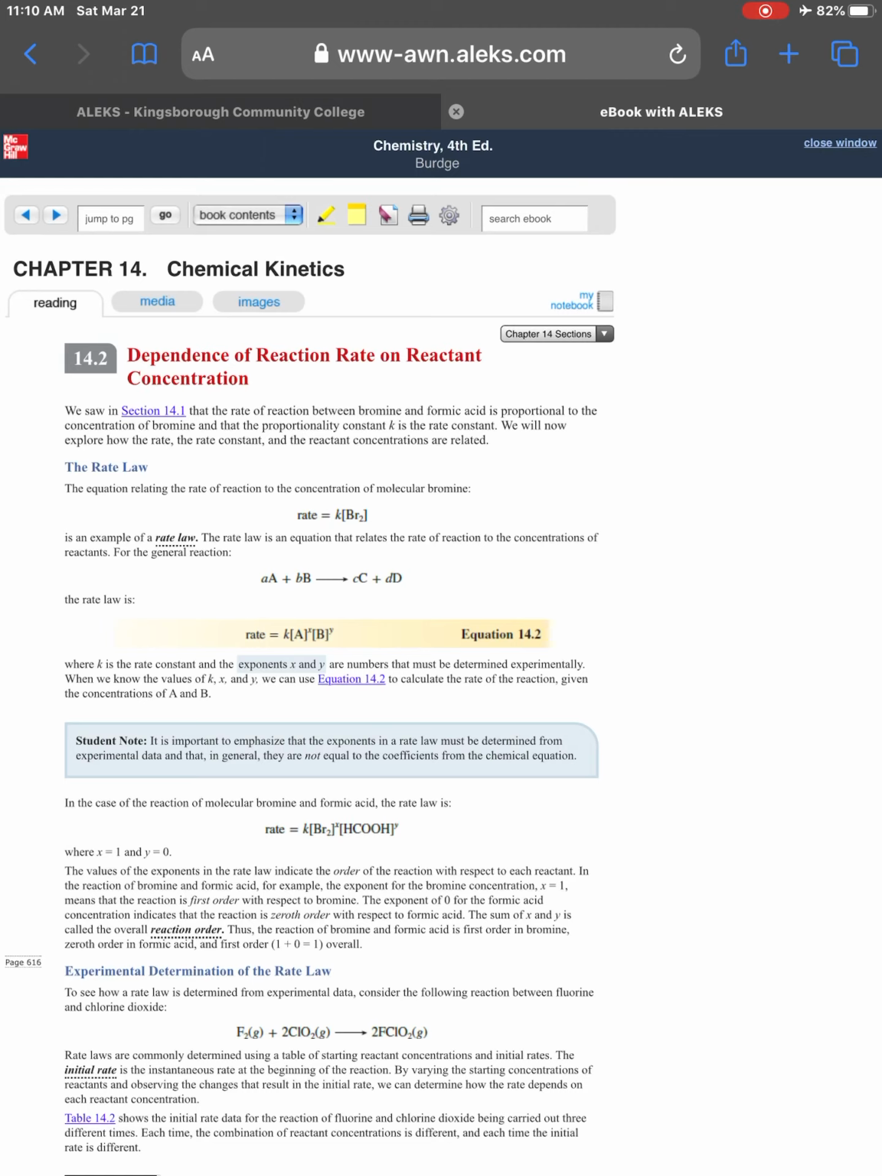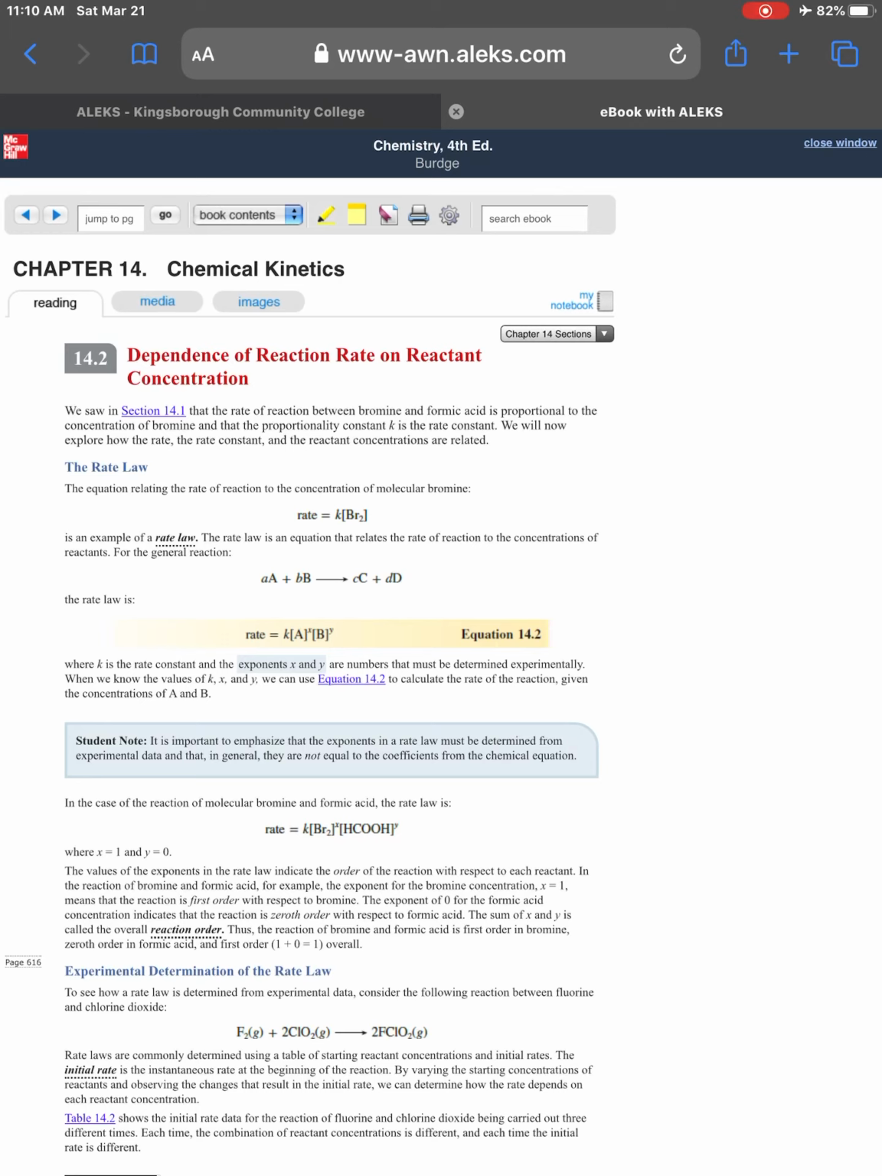Section 14.2, dependence of reaction rate on reactant concentration. We saw in section 14.1 that the rate of reaction between bromine and formic acid is proportional to the concentration of bromine, and that the proportionality constant k is the rate constant. We will now explore how the rate constant and the reactant concentrations are related.